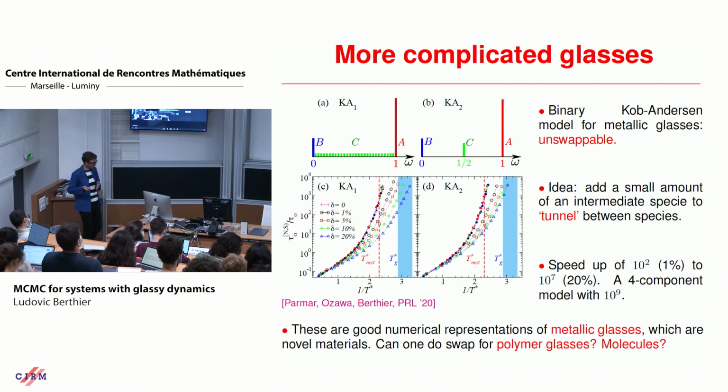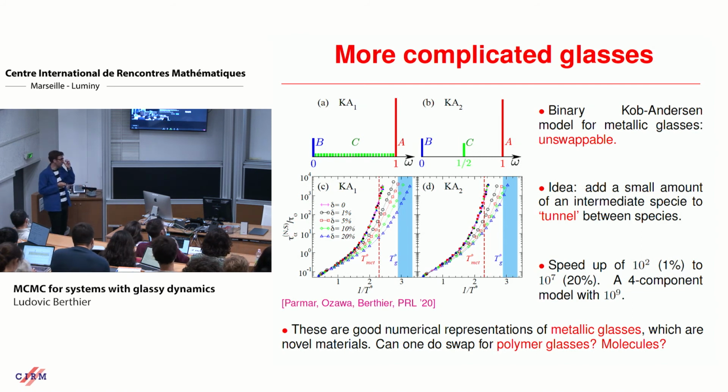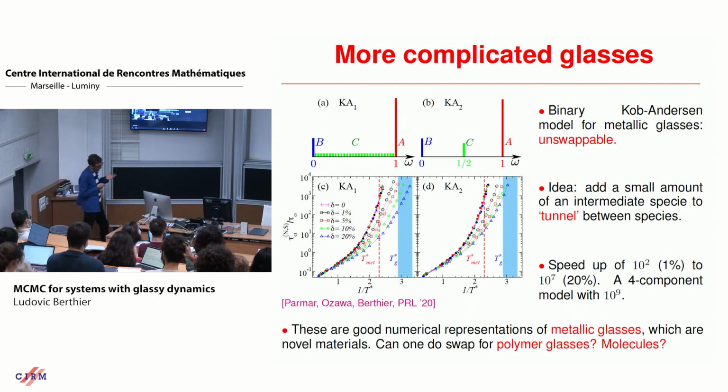So maybe that will be my conclusion. One direction I'd like to explore in the future is that if you look at real glasses, they're not hard spheres, they're not Lennard-Jones. They're complicated objects, they're molecules, for instance. So how do you do swap moves with molecules? How do you do swap moves with something that looks like polymer glasses, polymer chains? This is really something that I would like to study in the future.